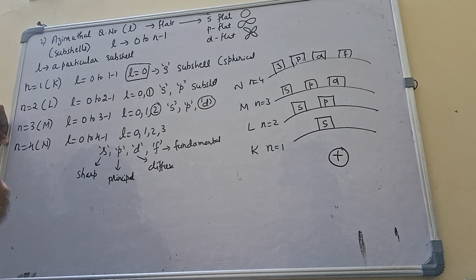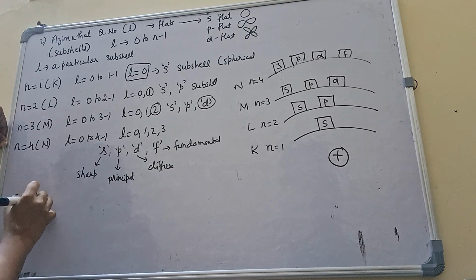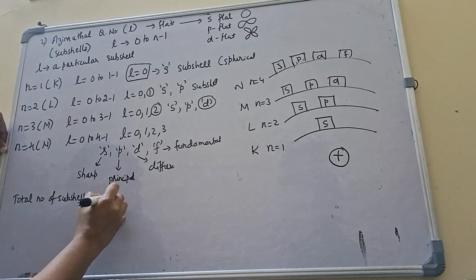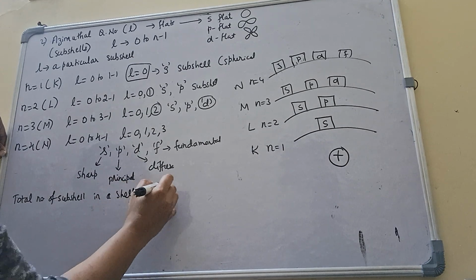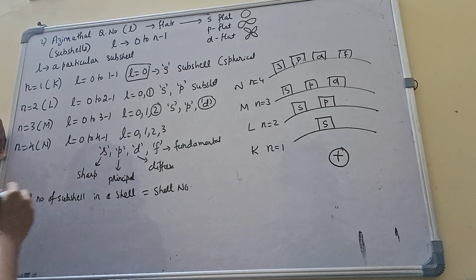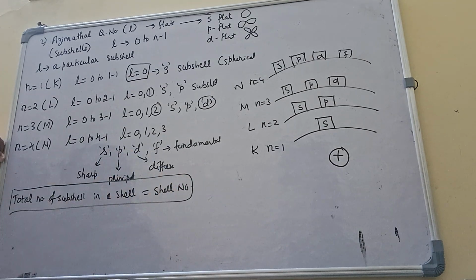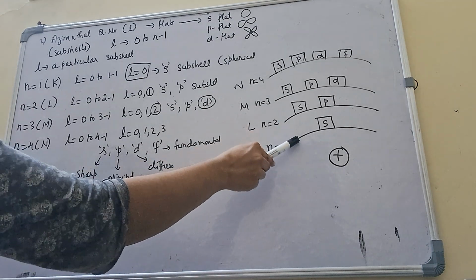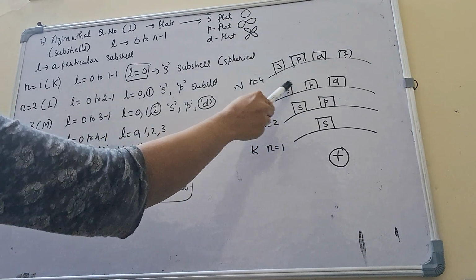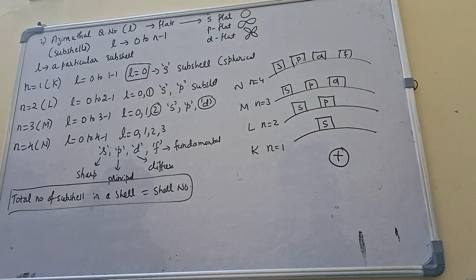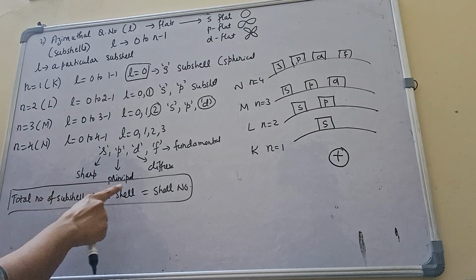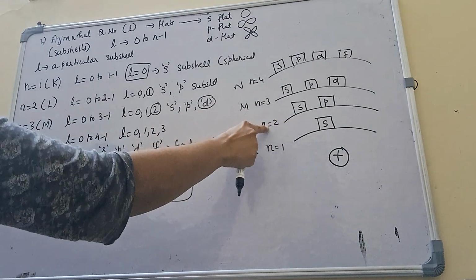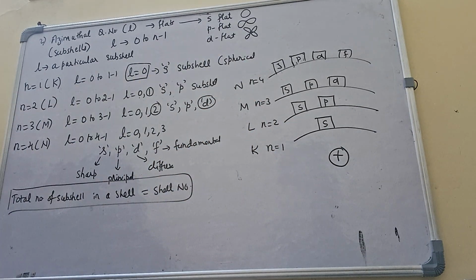What will be the total number of subshells? Total number of subshells in a shell is equal to the shell number. Very important. It can be asked for 1 mark. What is the meaning of that? Total, how many subshells are there in each shell? First shell has got one subshell, second shell has got two subshells, third has got three. So that is what I mean. Alright, so number of subshells in a shell is equal to shell number. These are the shell numbers. So first shell has got one subshell, fourth shell has got four subshells and so on.